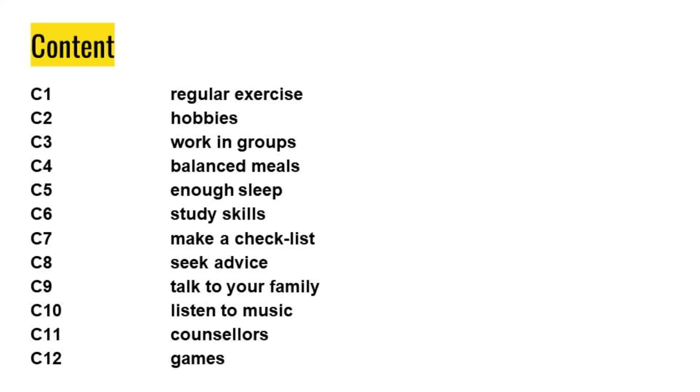We will move to content points. Content 1 is regular exercise. Content 2 is hobbies. Content 3, work in groups. Content 4, balanced meals. Content 5, enough sleep. Content 6, study skills. Content 7, make a checklist. Content 8, seek advice. Content 9, talk to your family. Content 10, listen to music. Content 11 is counselor. Content 12, game.